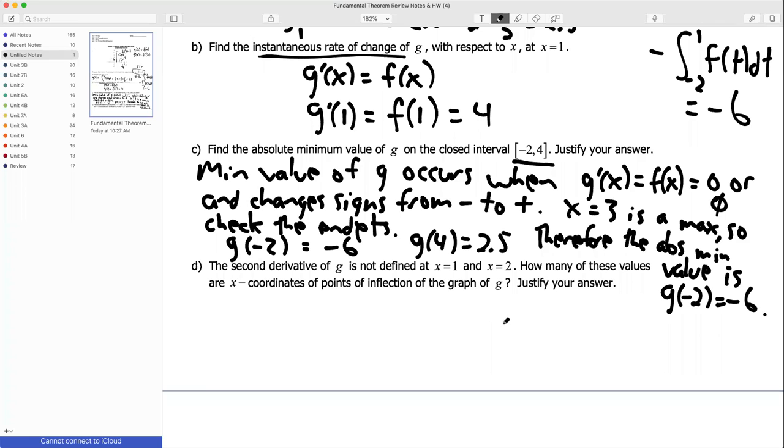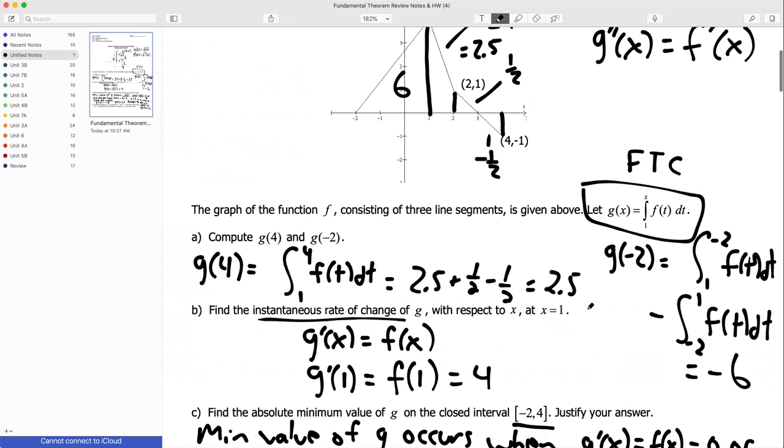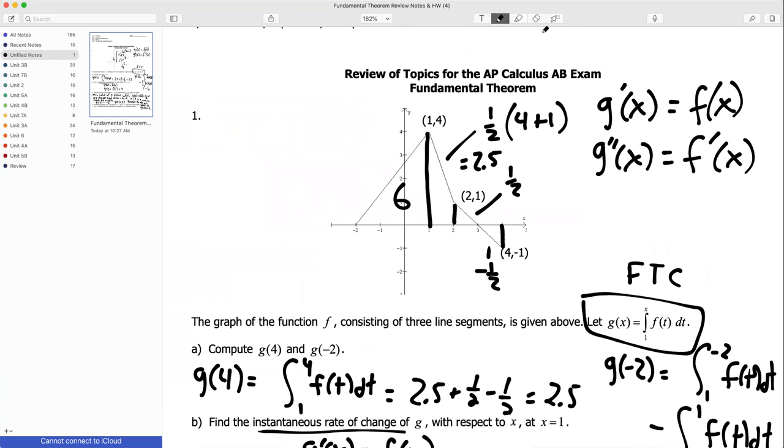Okay, part D. It says the second derivative of G is not defined at X equals 1 and X equals 2. So stop right there for a second. Why is that true? Not differentiable. Okay, the second derivative of g is equal to the first derivative of f, and they are not differentiable at 1 and 2 because the slopes are not the same on either side.